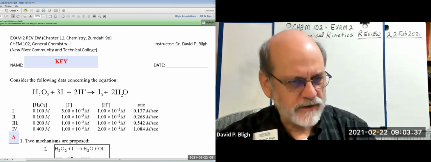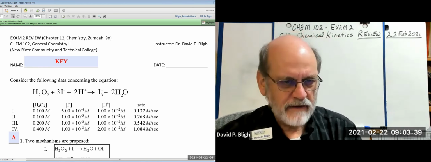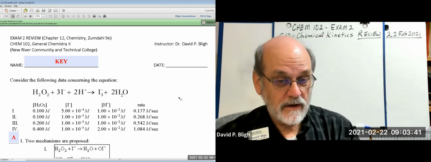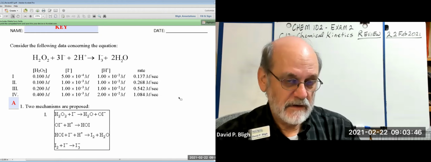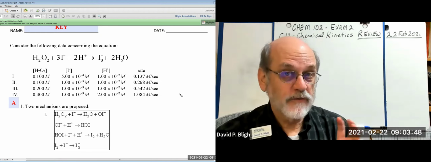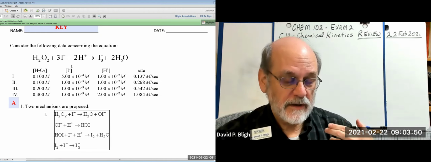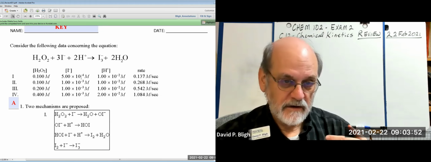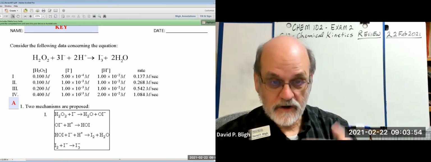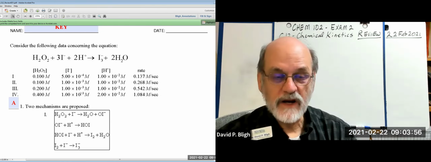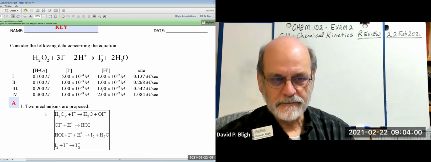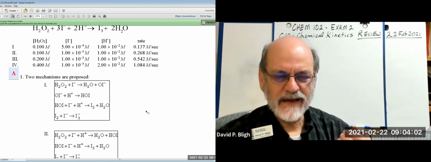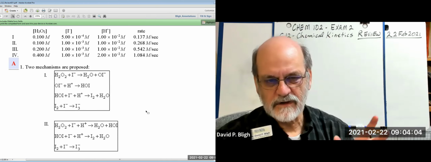I think we're going to skip the first one. That first problem is a doozy. Now, the method for using initial rates to construct the rate equation is not a problem with this one. It's a simple process. But when you get down to the mechanisms, that's where it really gets kind of squirrely.